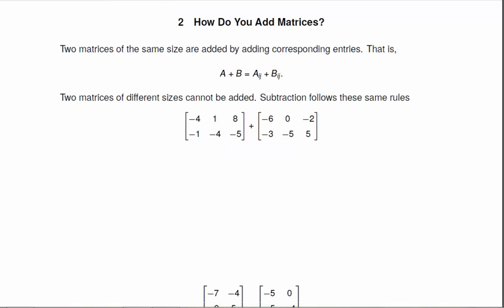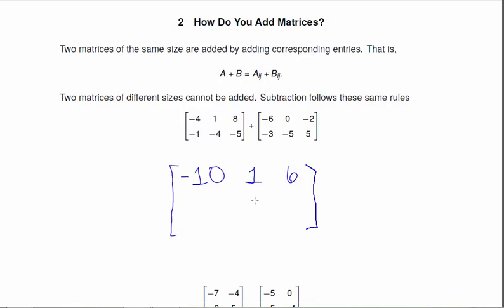So what about adding matrices? Well, if the matrices are the same size, we add them by adding their corresponding entries. If they're of different sizes, they cannot be added, and subtraction will follow these same rules. So if I want to add these two matrices, I just add things that are in the same spot. -4 plus -6 is -10. 1 plus 0 is 1. 8 plus -2 is 6.